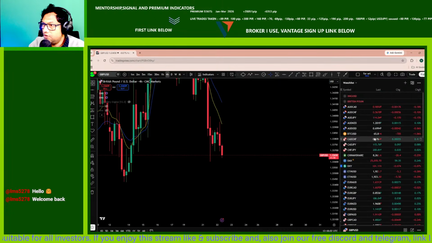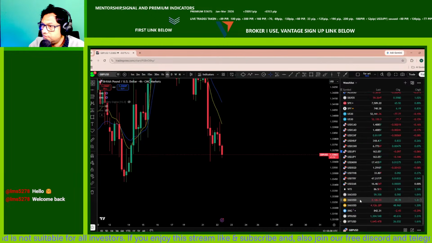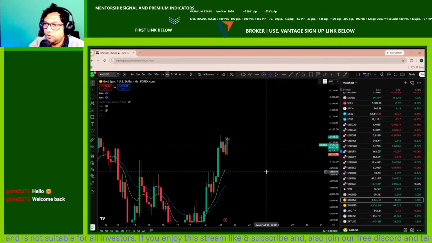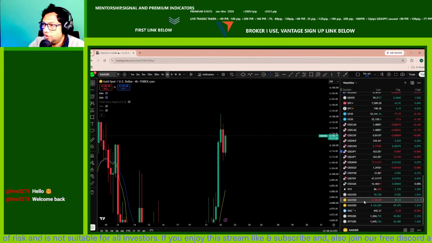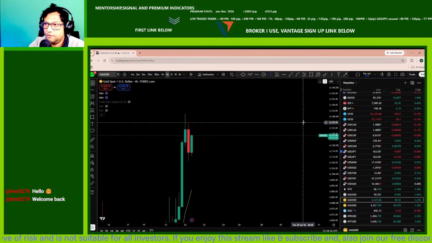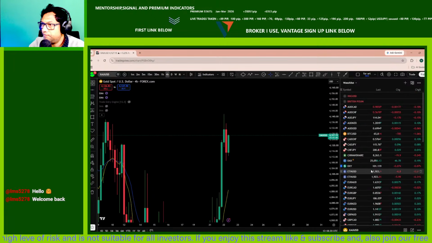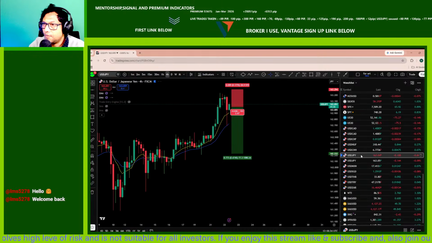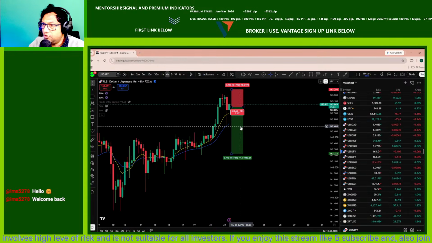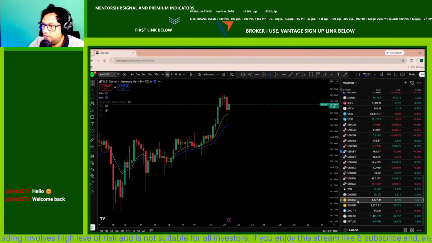If we look at XAUUSD, the market also shows a potential move here. Dollar yen is on a sideways movement. I'm not opening any position here at the moment.